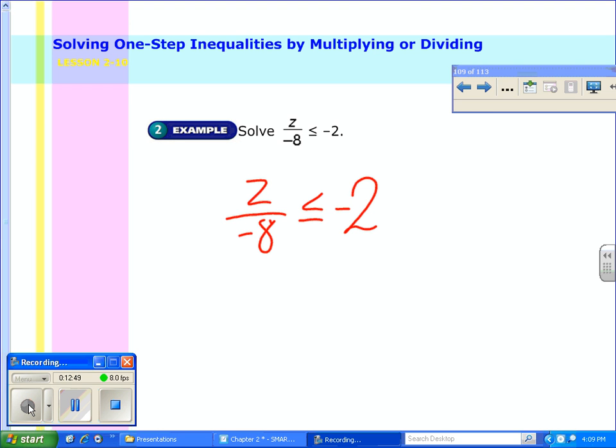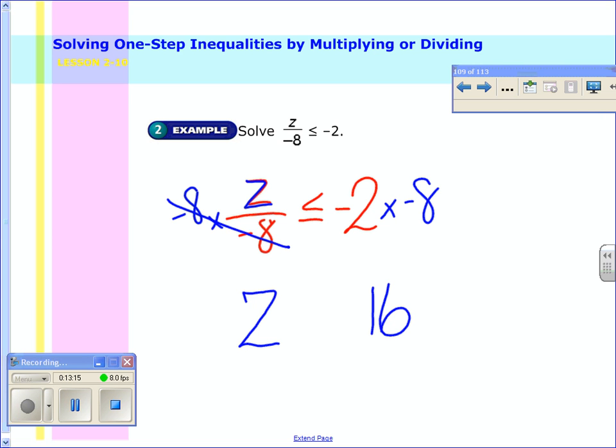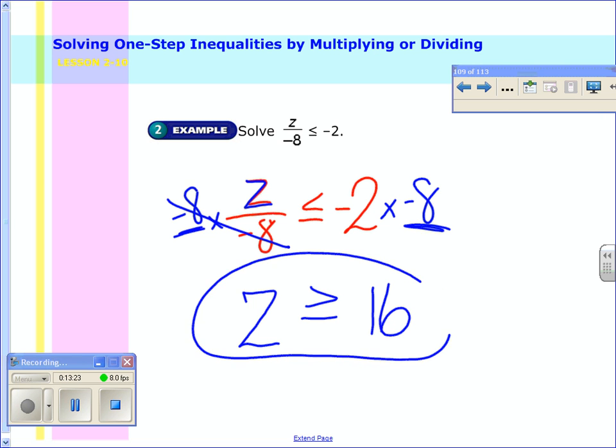All right, so in this problem, we have z divided by negative 8 is less than or equal to negative 2. Well, my variable here is z, and I need to get it by itself. So instead of dividing by negative 8, I times by it, and I do it to both sides. So those cross out, and I am left with z, and well, negative 2 times negative 8, 2 negatives make a positive 16. And I look back, well, I multiplied both sides by a negative number, so my sign would reverse. So I have z is greater than or equal to 16.